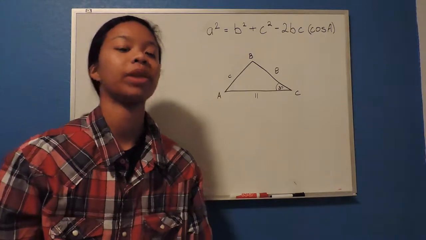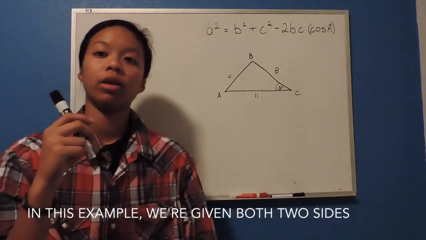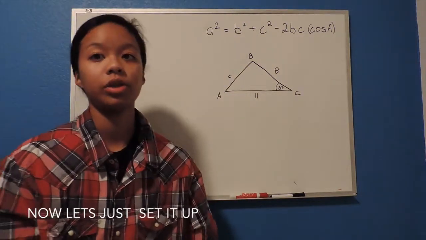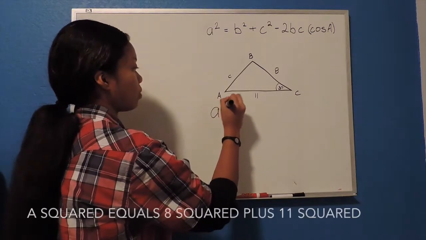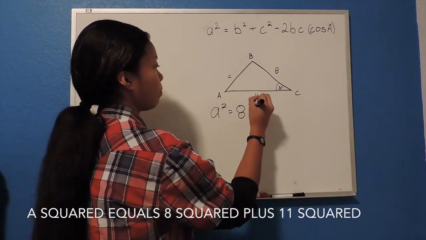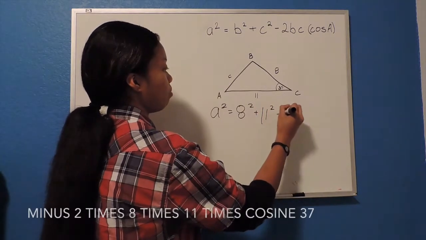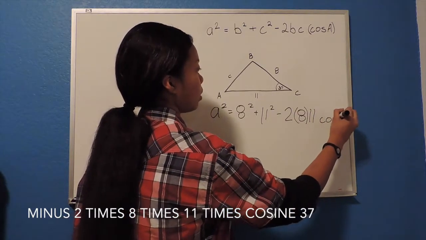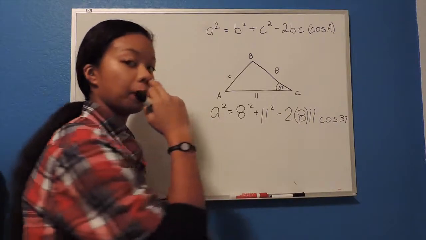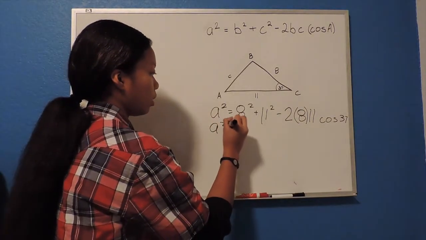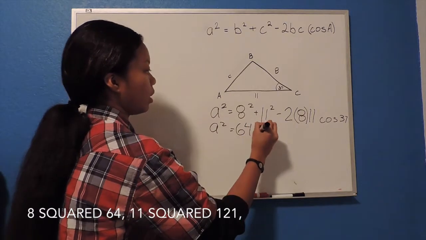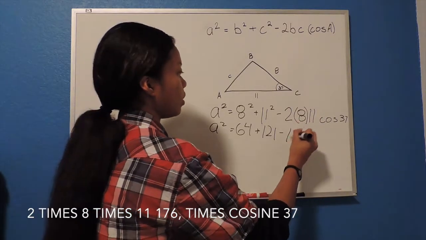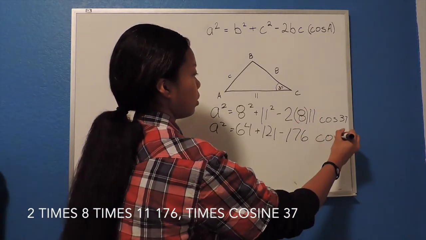Let's do a practice problem. In this example, we're given both 2 sides and its included angle. So we'll be using this equation. Now let's just set it up. A squared equals 8 squared plus 11 squared minus 2 times 8 times 11 cosine 37. Now let's just simplify. A squared, 64, 11 squared, 121, 2 times 8 times 11, 176, times cosine 37.